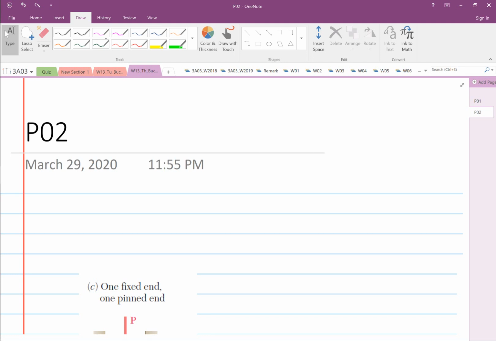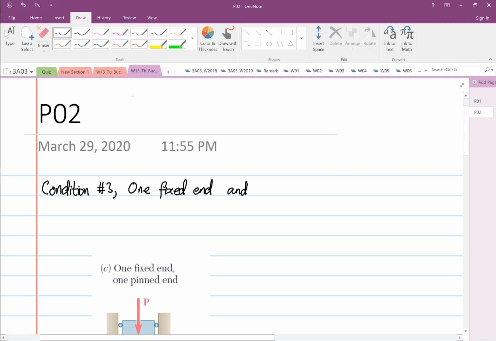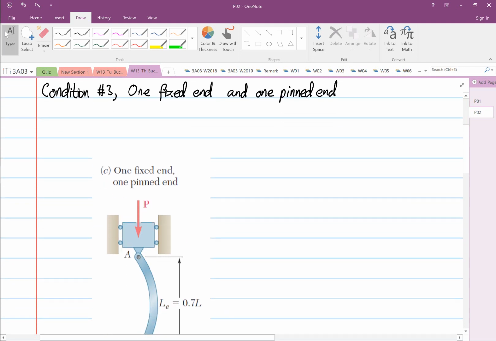Hi, this is a continuation of buckling, and we are looking at extension of Euler's formula. So we have condition number 3 now. And for this case is one fixed end and one pin end. So like what you see over here.